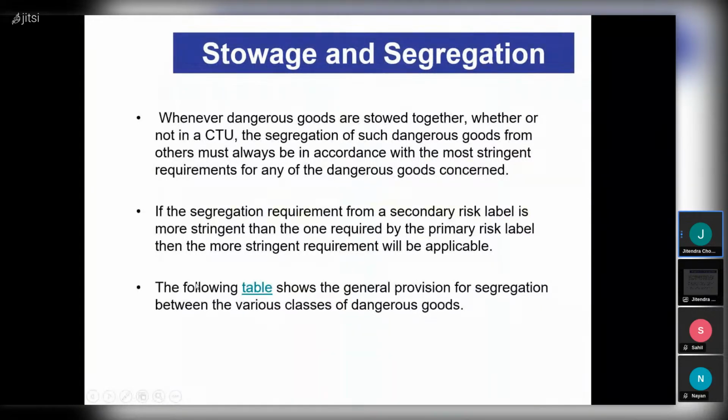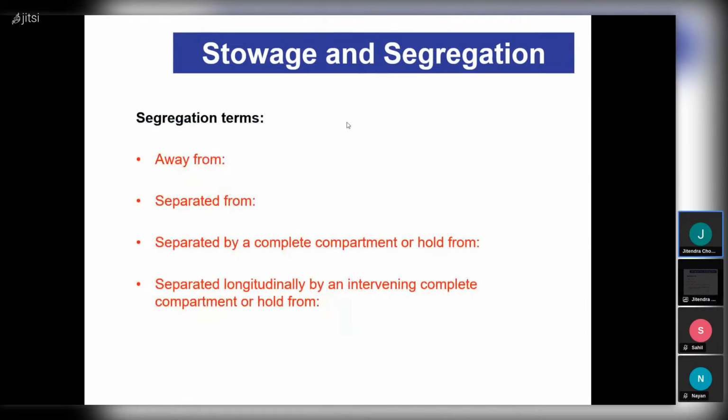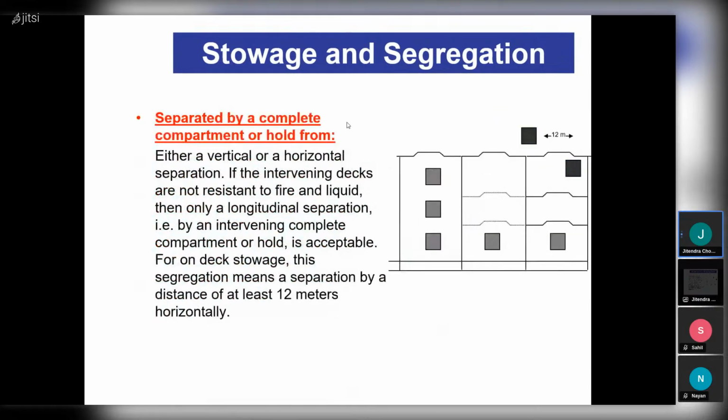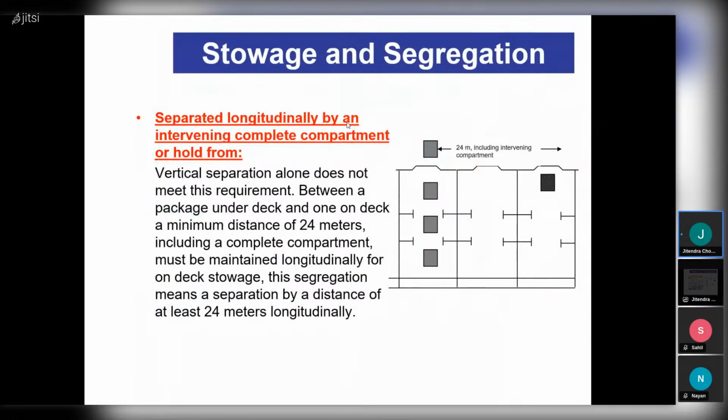The following table shows the general provisions for segregation between the various classes of dangerous goods. So this is the table. These are all the 9 classes here and 9 classes here. And can we load it, like explosives can be loaded with explosives or not allowed? It's not written. So for each cargo, which is allowed and which is not allowed. Separated longitudinally, away from, separated by a complete compartment, separated longitudinally by a complete compartment or hold from. So we have all seen these types of segregations.